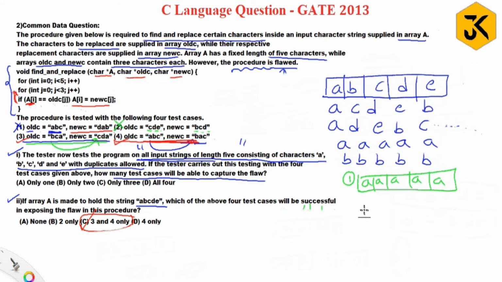For example, let me take the simple thing. I am taking the existing array characters as all A's. Then what we are going to do with the first case A, B, C, new C is DAB. A should be replaced with D only, right? A match with A, yes, should be replaced with D. D match with B, no. D match with C, no. Then A match with A, yes. Then it should be replaced with D. Again D match with B, no, C, no. Then A match with A, yes, replaced with D.